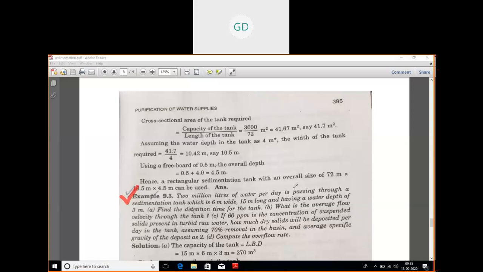Your first class is about to end. The next class is at 10:15, right? So we will meet at 10:15 and start our next topic, that is sedimentation aided with coagulation. So now you take a 10 minutes break. 10 minutes means we will meet at 10:15. I will provide you a new link, and through that link you join. So take a 10 minutes break.